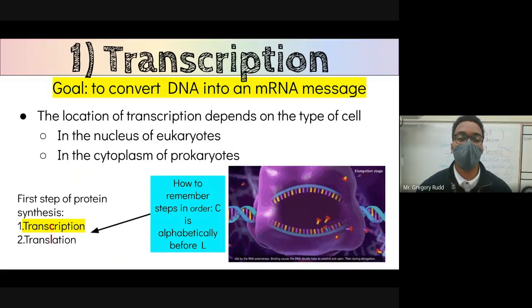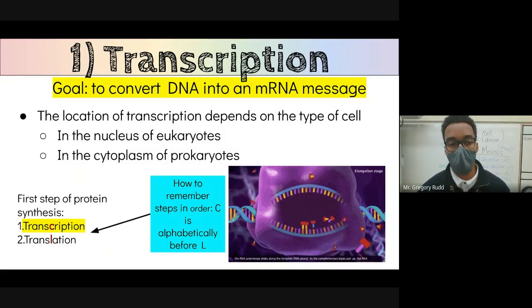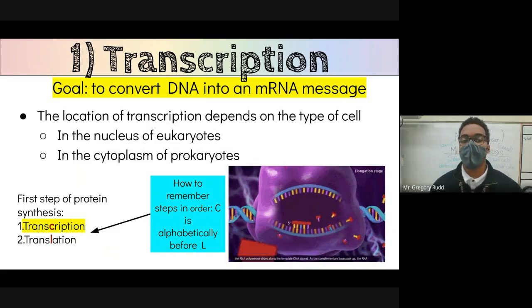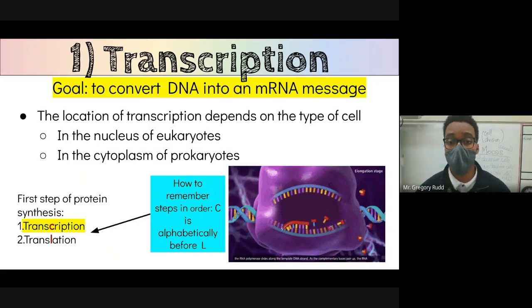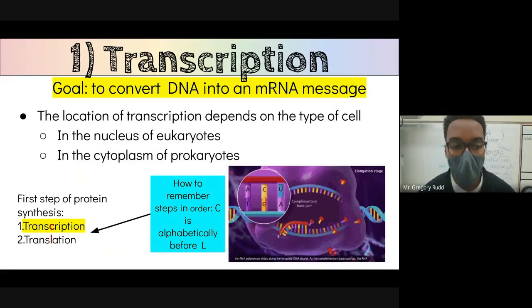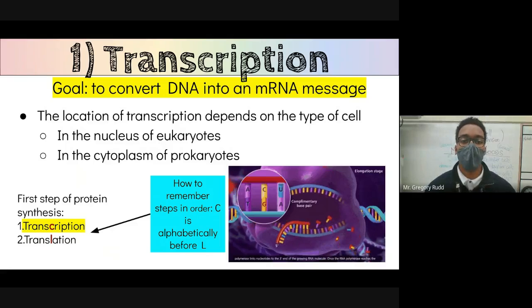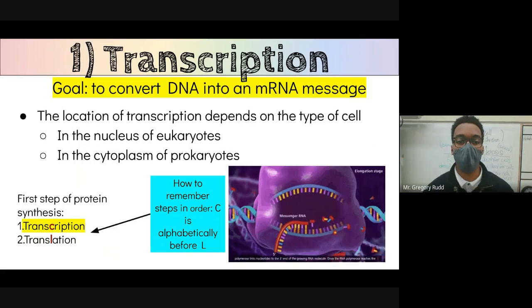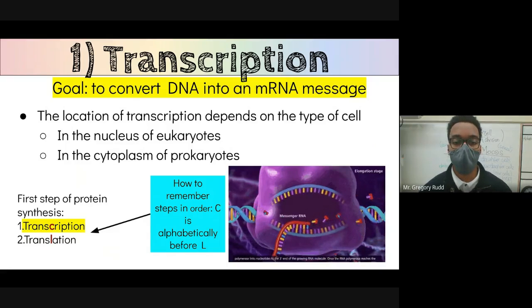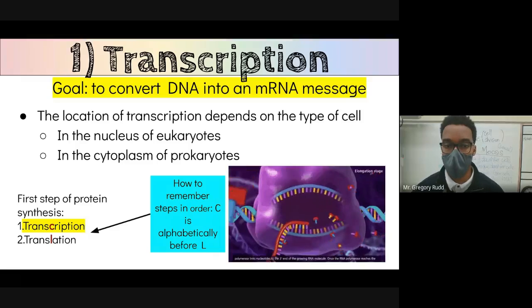Okay, so transcription, of course, is the first part of protein synthesis. The goal of transcription is highlighted in yellow. That means you should write it down. The goal of transcription is to convert DNA into an mRNA message.